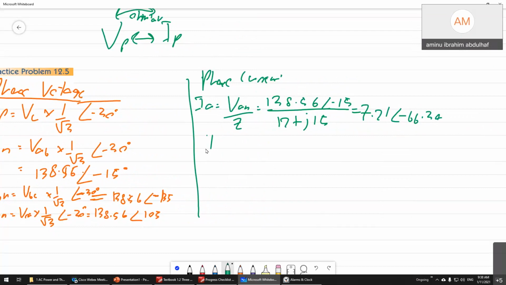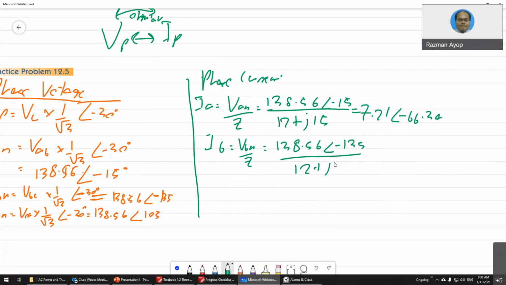Okay, IB is equal to VBN divided by Z. So 138.56 angle negative 135 divided by 12 plus J15. So what is the answer? 7.21. Okay, this one is just a repeat because this is a balanced load. The amplitude usually stays the same.